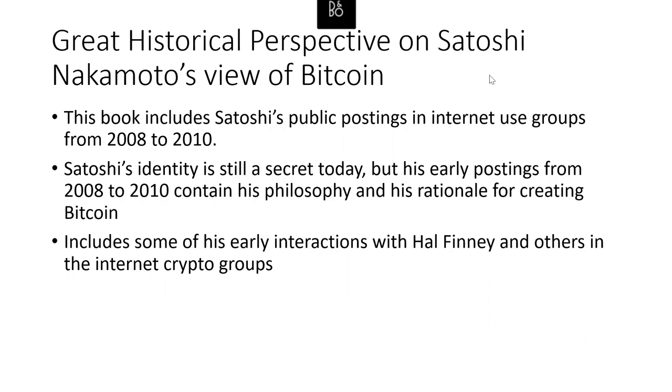So again, this is a great book. It's a great historical perspective on Satoshi Nakamoto's view of Bitcoin. The book includes most of Satoshi's public postings in the internet user groups from 2008 to 2010. Satoshi's identity is still a secret today, but his early postings contain his philosophy and his rationale for creating Bitcoin and for the various technical design choices he made in his or her design of Bitcoin. It includes some of Satoshi's early interactions with Hal Finney and others in the internet crypto groups.